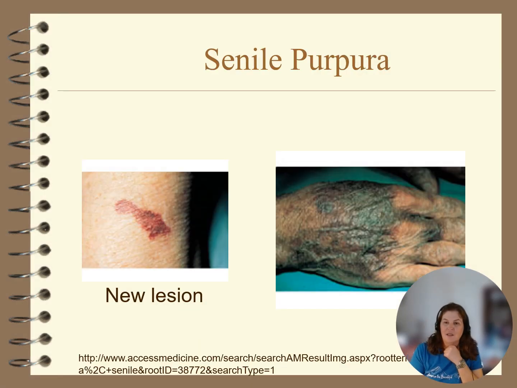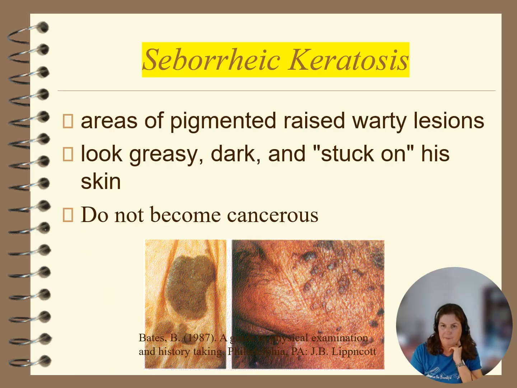So you want to ask about skin changes, delayed wound healing, any skin pain, changes in feet or toenails. Okay, these are the senile purpura, new lesions. They look like bruises, so be aware. And a lot of our older folks are on blood thinners, so be aware. Here's the seborrheic keratosis, area of pigmented raised warty lesions, look greasy, dark, kind of stuck on. Those do not become cancerous.